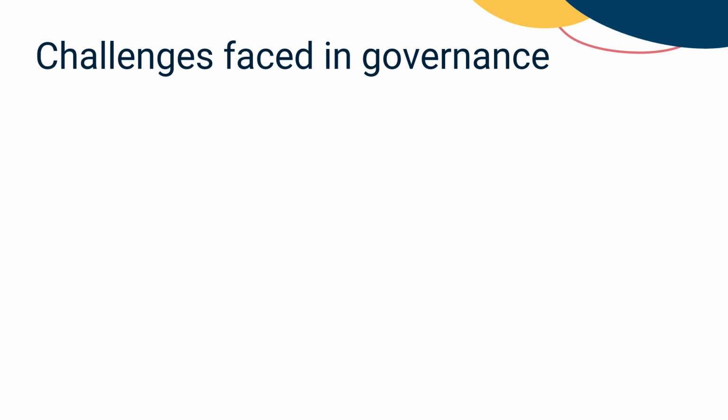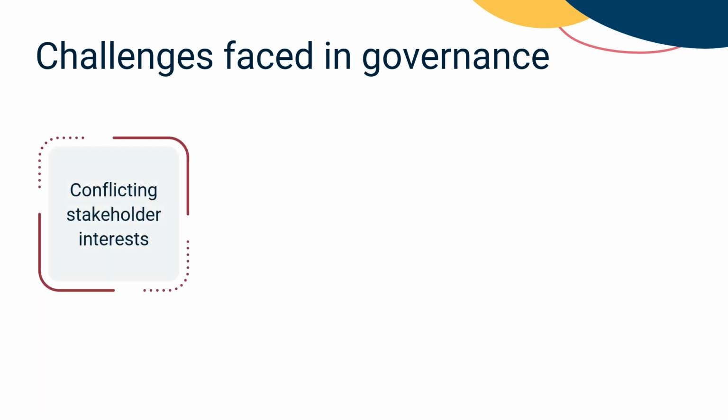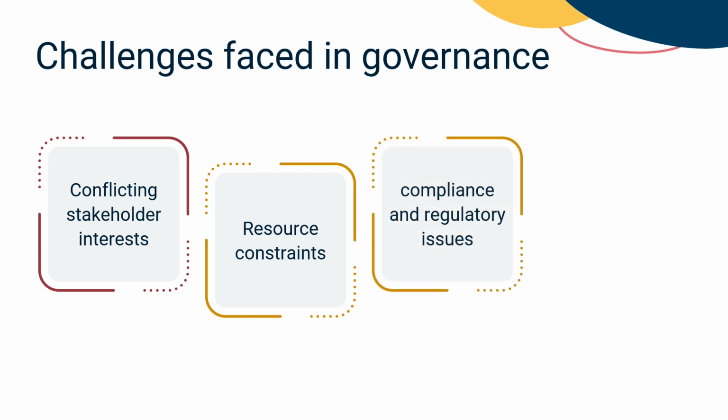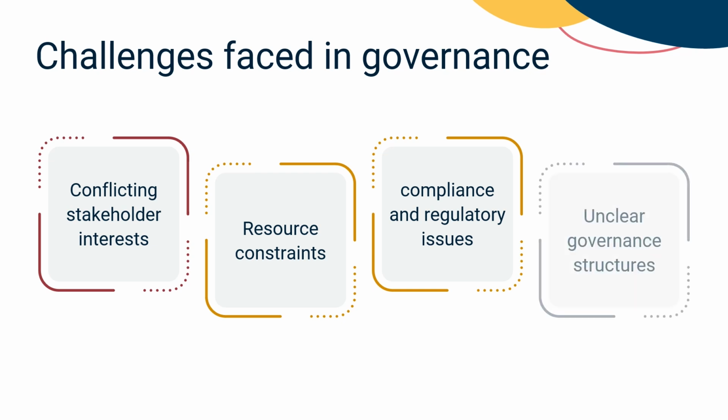Here are some of the most common challenges. Conflicting stakeholder interests: product owners must balance diverse priorities from various stakeholders. Resource constraints: limited time, budget, and personnel can restrict the ability to deliver on the product roadmap. Compliance and regulatory issues: ensuring product decisions align with external and internal policies can be complex. Unclear governance structures: ambiguity in roles, processes, or decision-making authority can hinder progress.